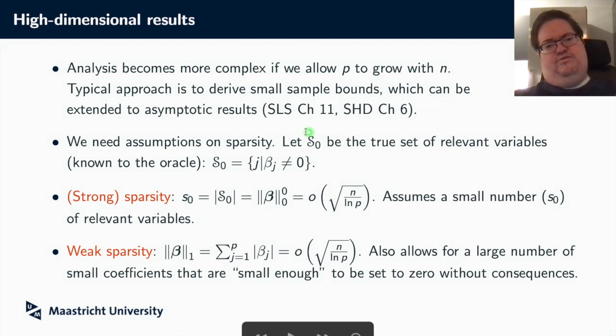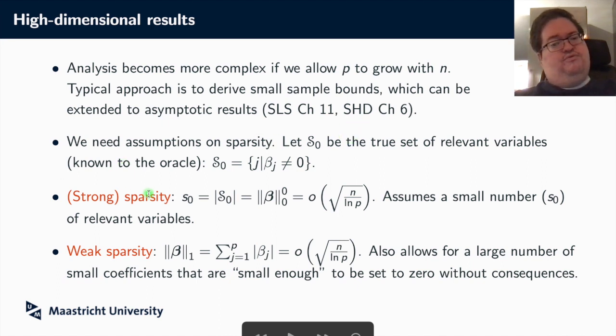And the first thing we need here is sparsity. So far we have not used sparsity yet. So let, as before, curly S0 denote the true set of relevant variables. So S0 is those j's for which beta j is not equal to 0. Again, we can also use the approximation if we don't believe that a true model is sparse. S0 is a set which is known to the oracle, which is the best sparse approximation of the truth.